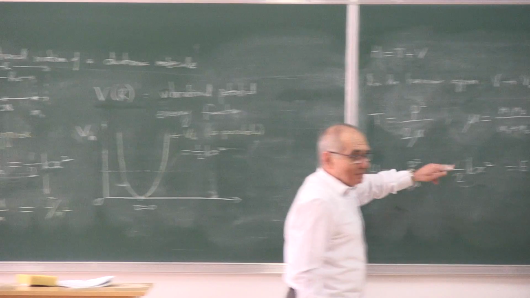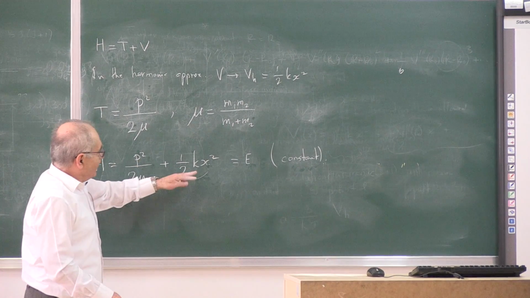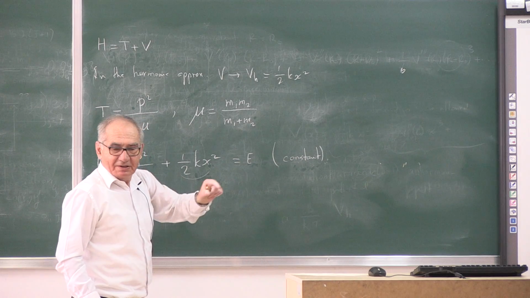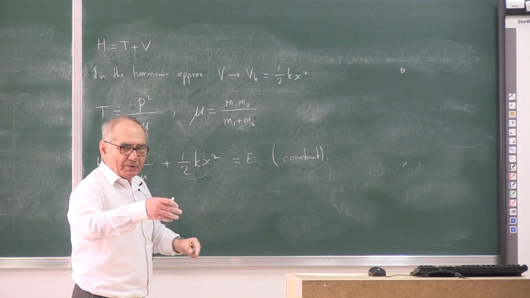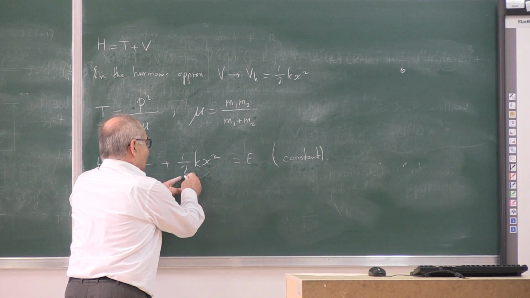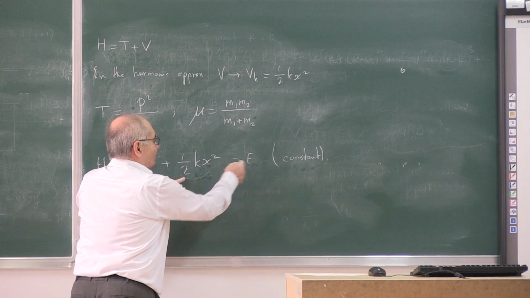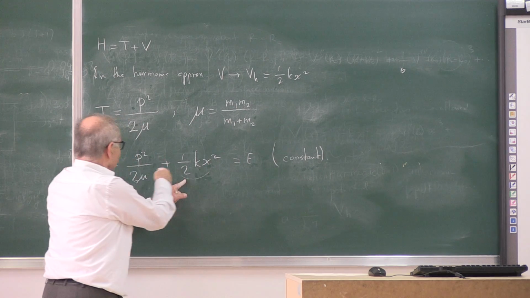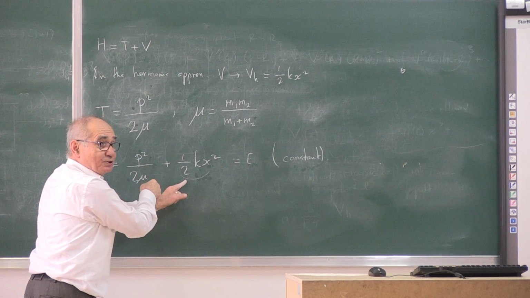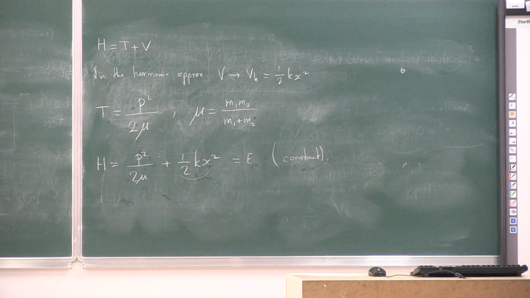You're adding two numbers. One is this number, the other is that number. And the sum is the same number E, because it is the total energy. This is the classical view. Now, if x is such that this 1/2 times k times x squared is equal to E, what does it tell you about the contribution of this term? It must be 0.